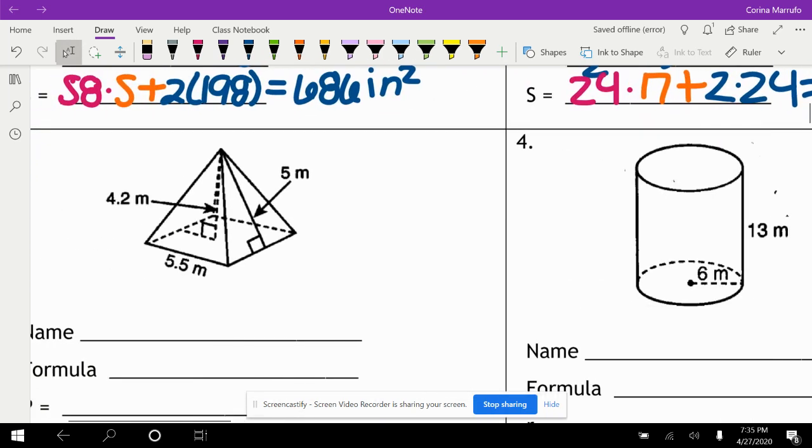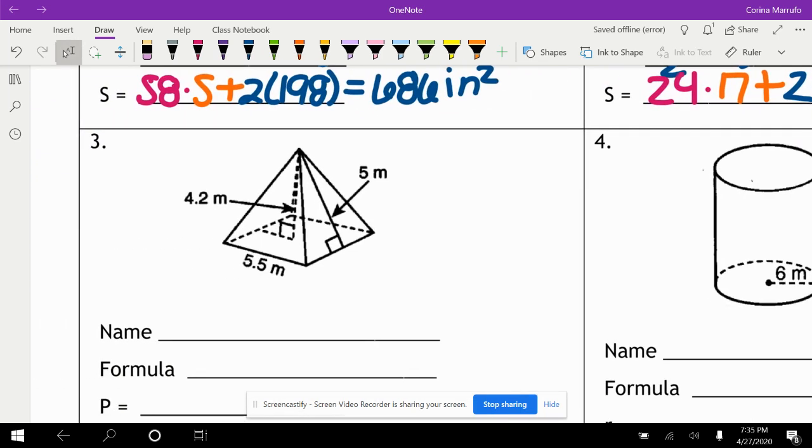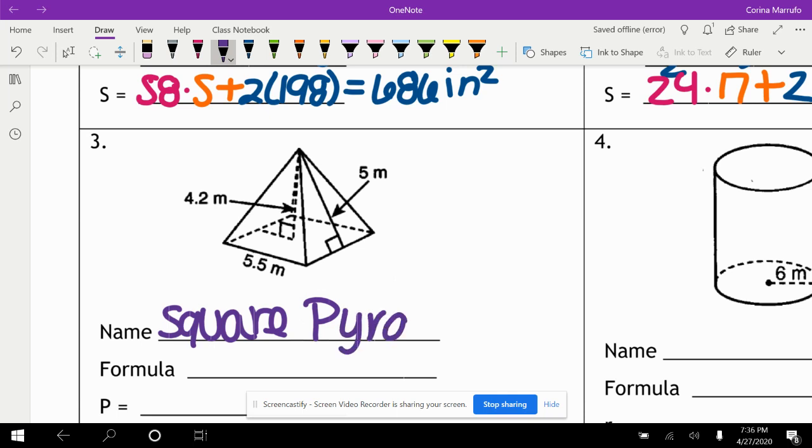All right, the next one. So now we have a pyramid. So we look at the base. The base is in the shape of a square. So this is going to be called a square pyramid.